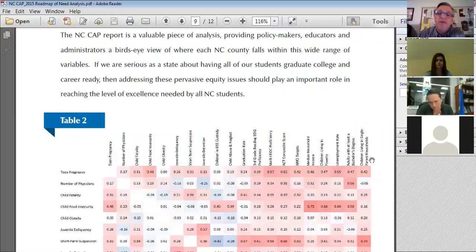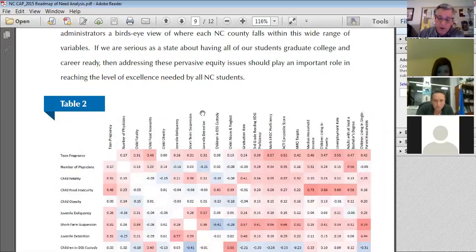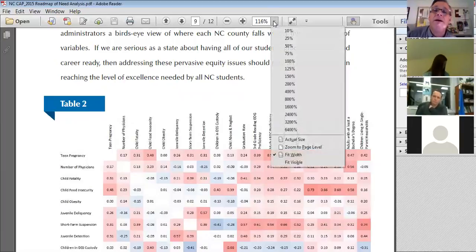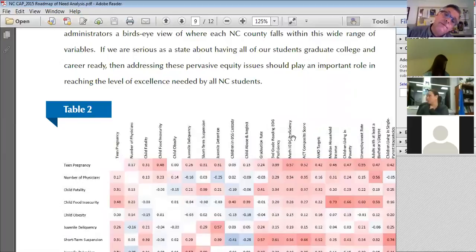All right, here are the behaviors that you see across the top. I don't know if you can read them, but remember there's 4 areas and there's 20 descriptors: teen pregnancy, number of physicians, child fatality, child food insecurity, child obesity, juvenile delinquency, short-term suspension, juvenile detention, children in DSS custody, child abuse and neglect, graduation rate. I can get that bigger, can I? Okay. 3rd grade reading EOG, math EOC proficiency, ACT scores, AMO targets, median household income, children living in poverty, unemployment rate, adults with at least a bachelor's degree, children living in single parent households, so on and so forth.